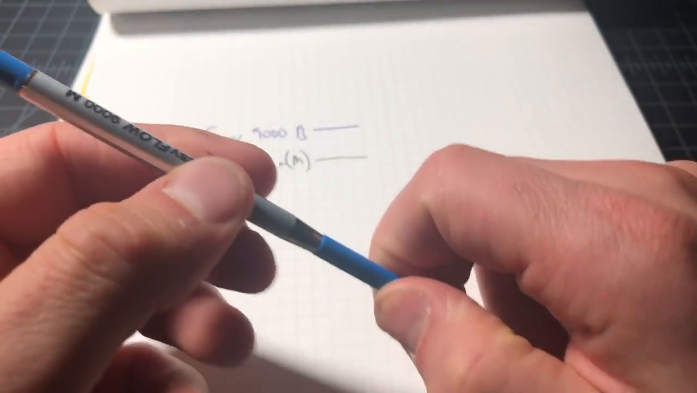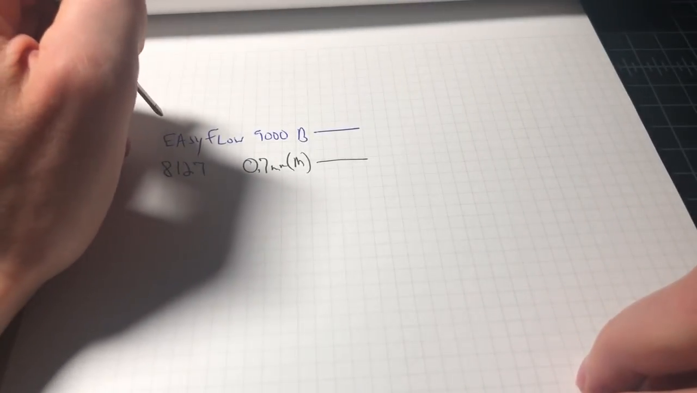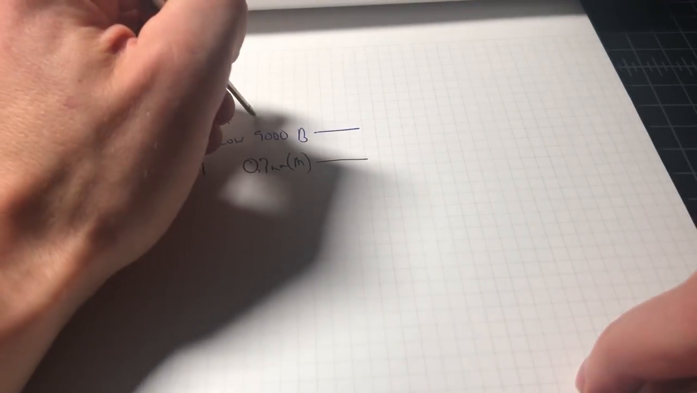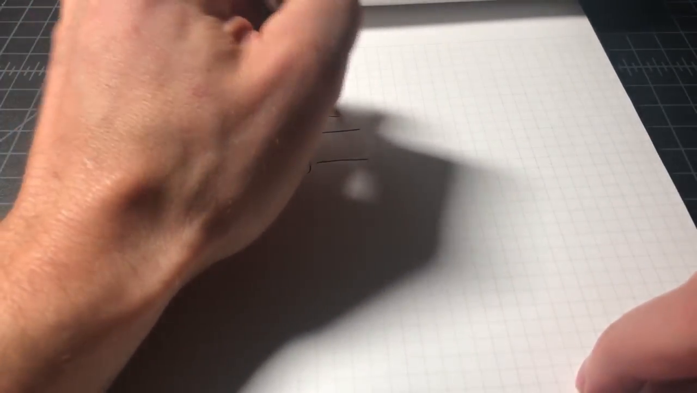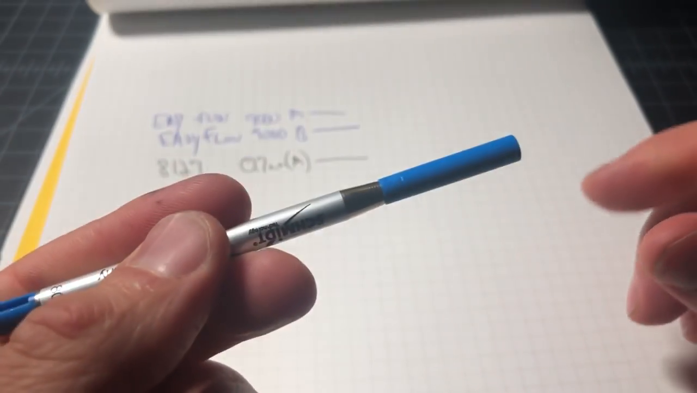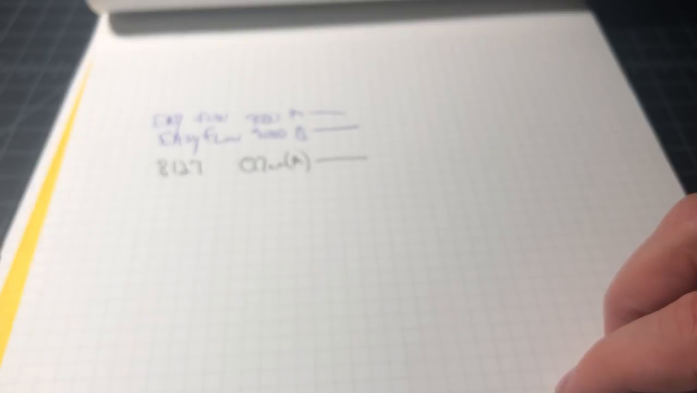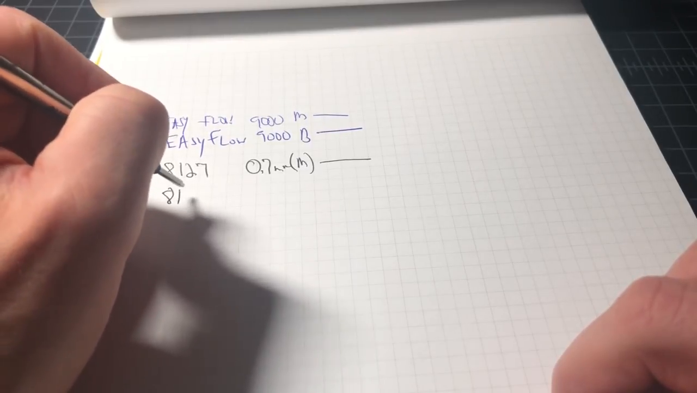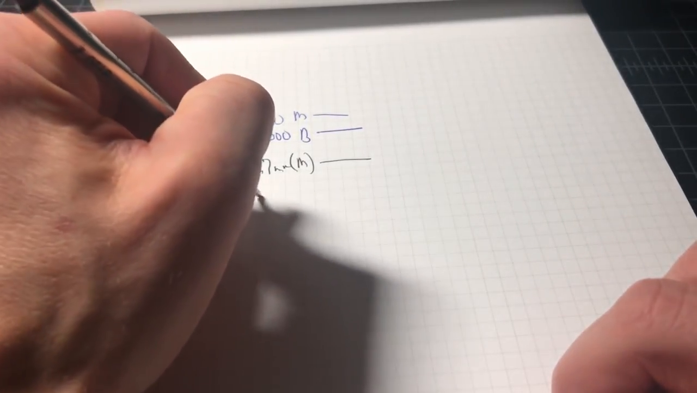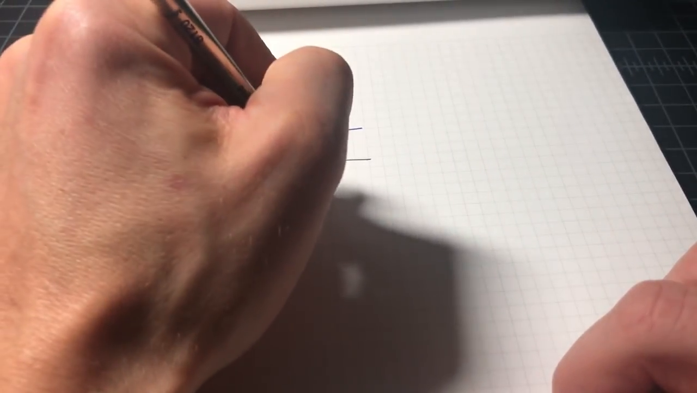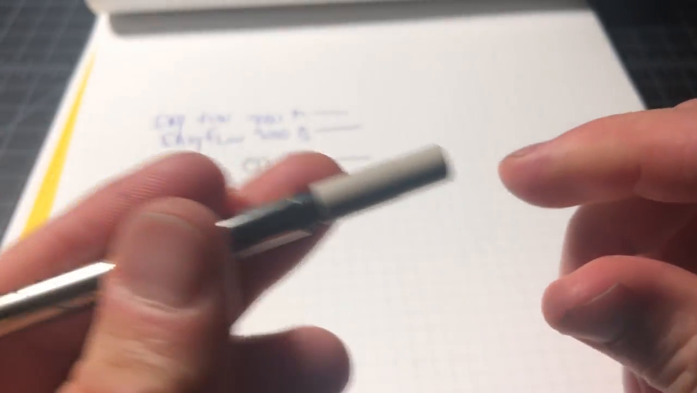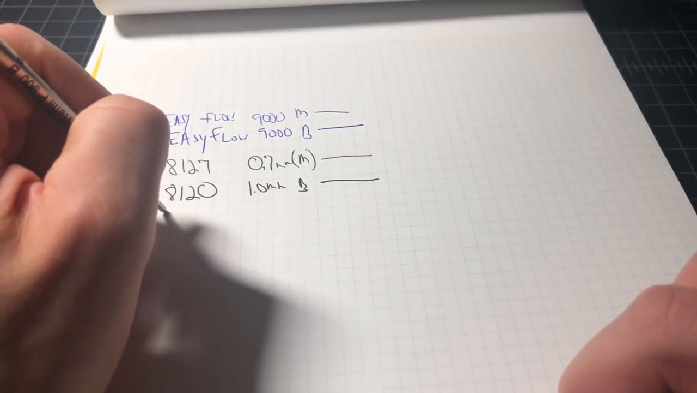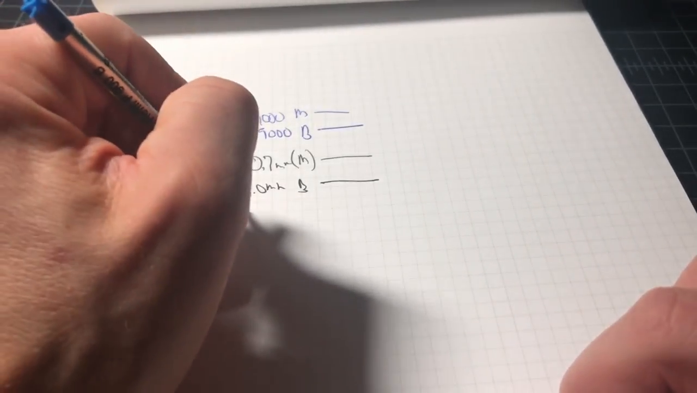Now, just for the sake of this, I'll write here, and this is the Easy Flow 9000. Some of these refills are new, so if they drag a little bit, that's why. And now we have the 8120. And then, just for kicks, this will be a little hard, but this is the P900B.